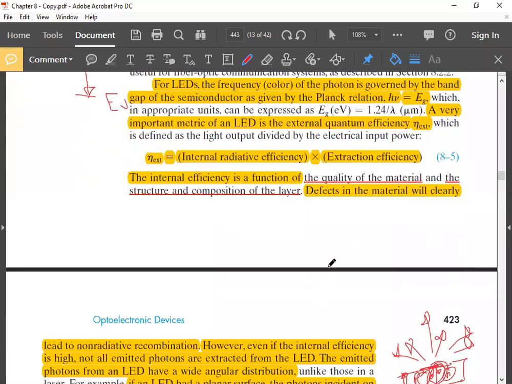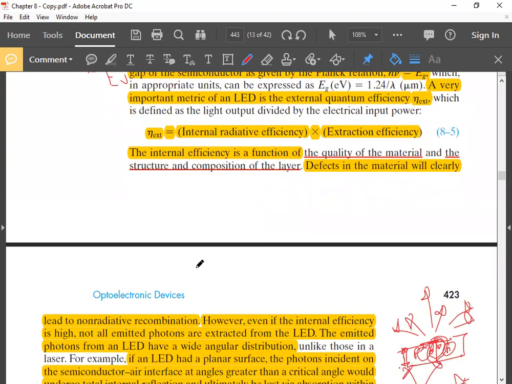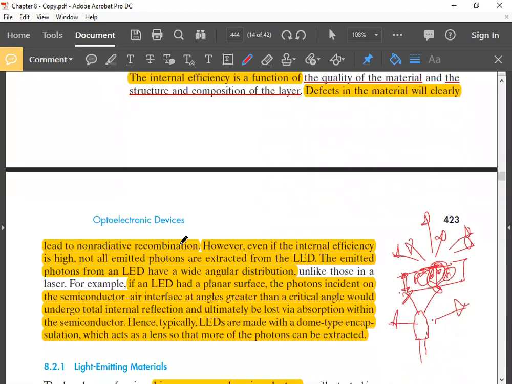So you will get defect mediated recombination or trap assisted recombination, which I discussed near the beginning of the semester. One non-radiative recombination process is trap assisted or defect mediated recombination. So if there are defects, there will be non-radiative recombination through those defect states and we will not get light. So defective material will reduce this internal radiative efficiency. This is one thing. So defects in the material will clearly lead to non-radiative recombination.